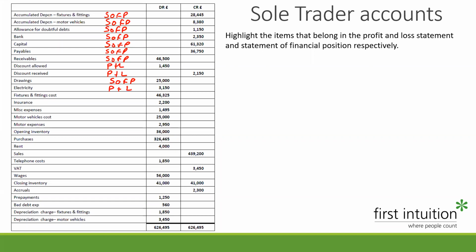So fixtures and fittings cost. What do we think of fixtures and fittings cost? I can see again people getting on it very quickly. Statement of financial position because it's a non-current asset. Again, let's relate it to dead click. It falls under an asset. Assets belong in the statement of financial position.